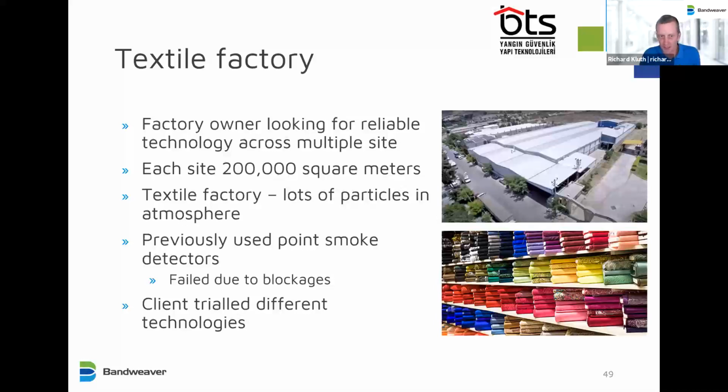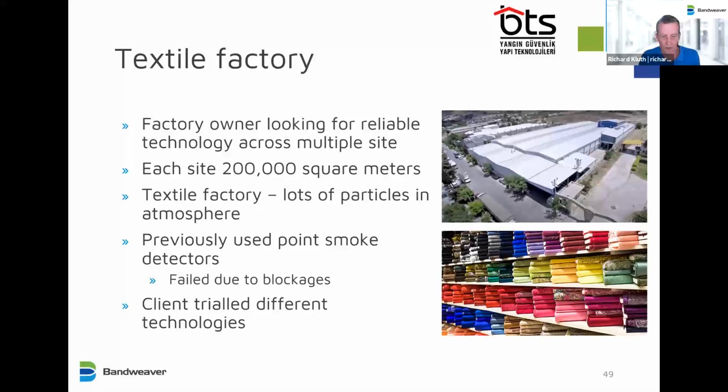For this site, the owner was looking for a reliable technology to deploy across multiple sites. Each site is 200,000 square meters, so fairly good size. A textile factory has lots of particles in the atmosphere. It's a very challenging environment. The owner previously used point smoke detectors, and these failed due to blockage because of the particles in the air.